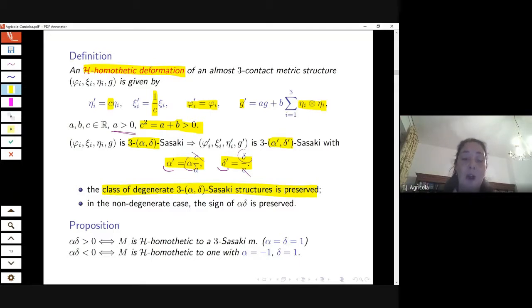And now, why does this yield a good classification schema? Very rough, of course, for these manifolds. Well, the positive free alpha-delta Sasaki manifolds are exactly those which admit a homothetic deformation to just a normal free Sasaki manifold, meaning alpha delta equal to 1. Similarly, alpha delta negative is homothetic to, well, the analog of this condition is alpha equal to minus 1 and delta equal to 1. We will see in a minute what kind of manifolds these are. Right? So this gives us a first hint. In particular, we see that the negative case cannot be recovered from free Sasaki manifolds. So we really have more manifolds.